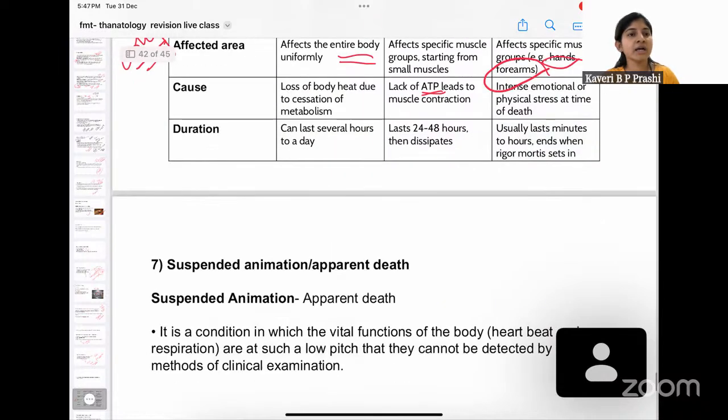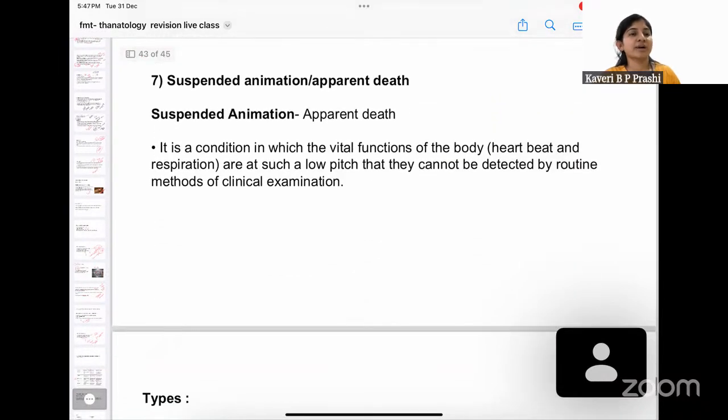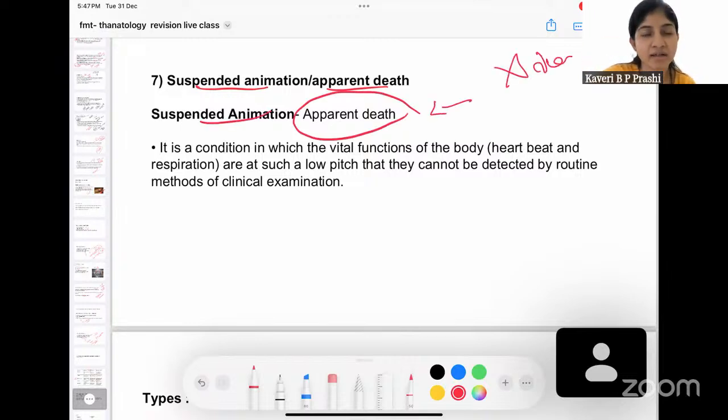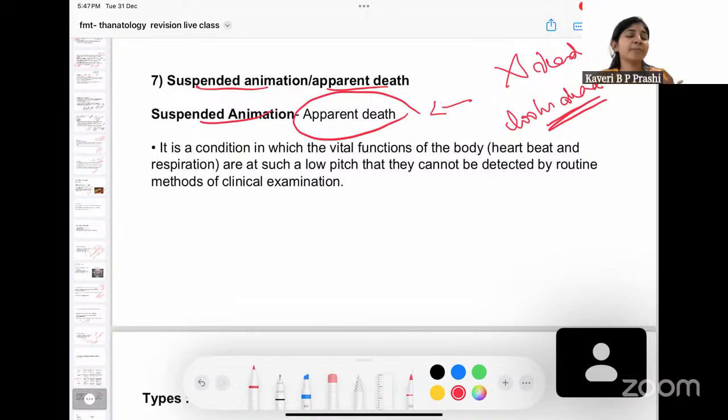Okay. Coming to the next question, the question is about suspended animation, which is also called apparent death. Suspended animation meaning apparent death. That means he is not actually dead, but he looks like he is dead. This is the meaning of suspended animation. Apparently dead.